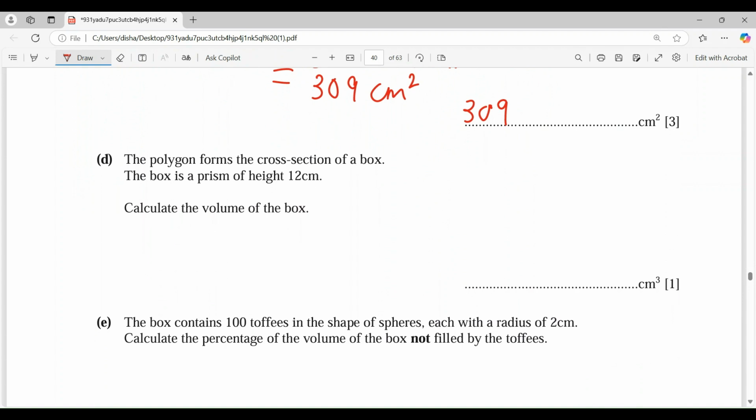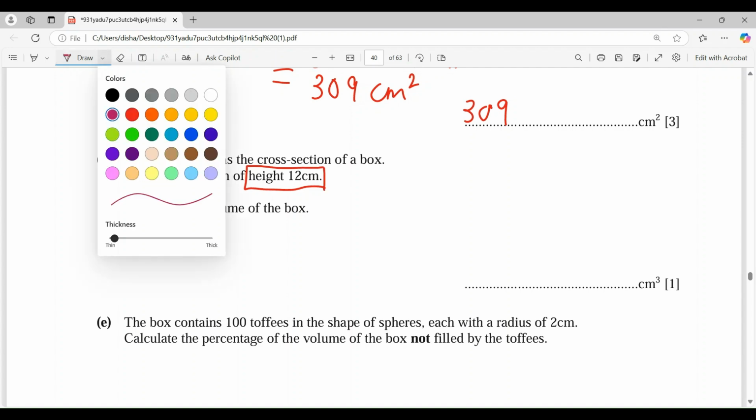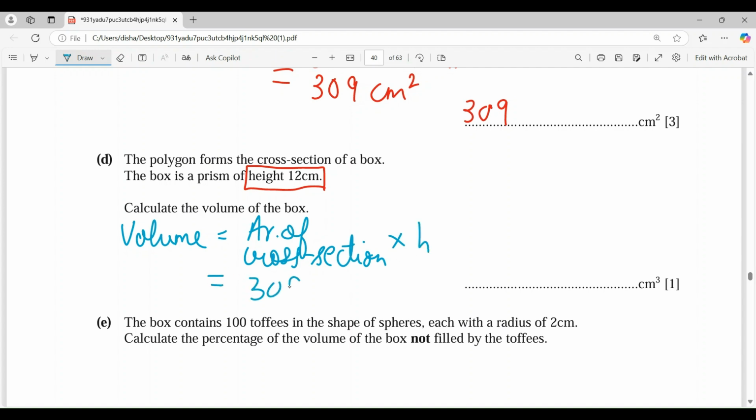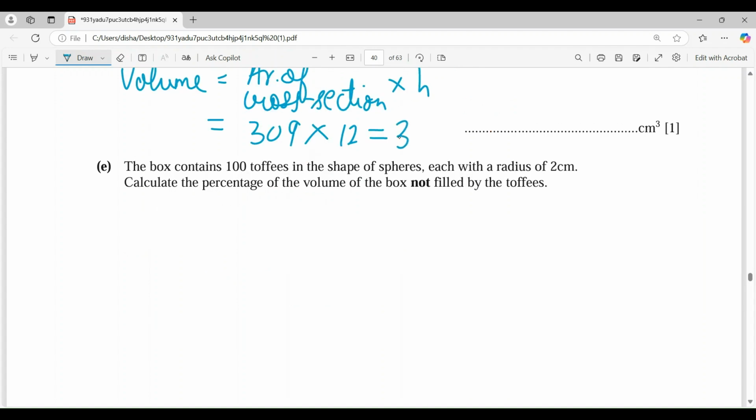Next, the polygon forms a cross section of a box. The height is 12 centimeter, and we calculate the volume of the box. Now when we know the area of cross section, volume is equal to area of cross section into height. So that is equal to 309 multiplied with height, which is 12, which is equal to 3708 centimeter cube, which is approximately 3710 centimeter cube in three significant figures.